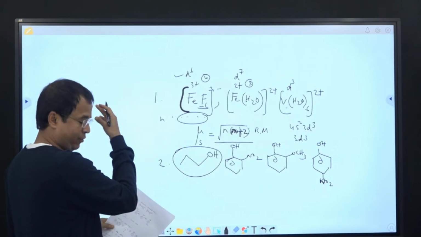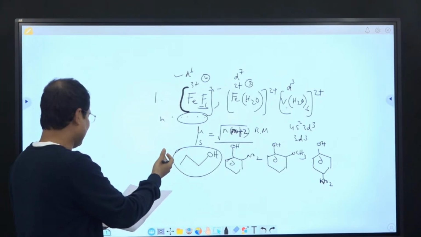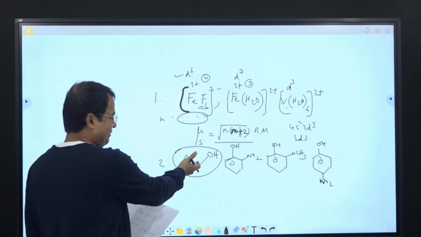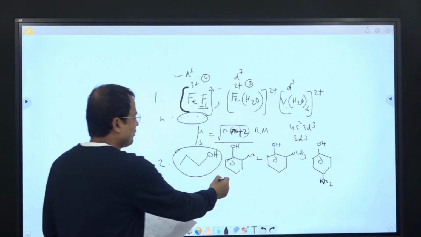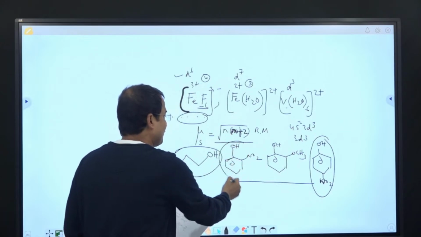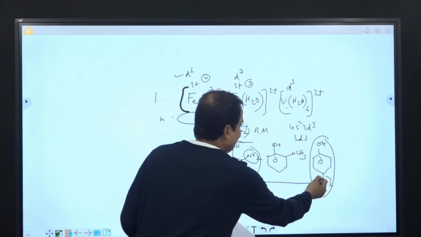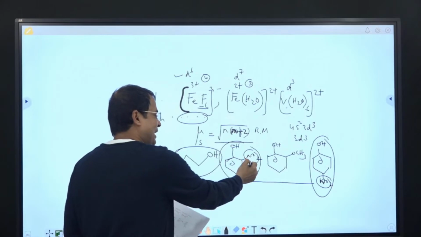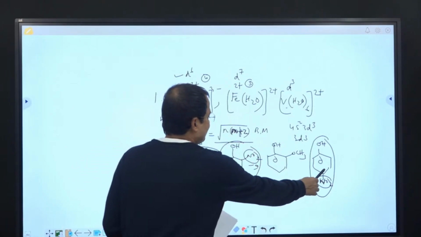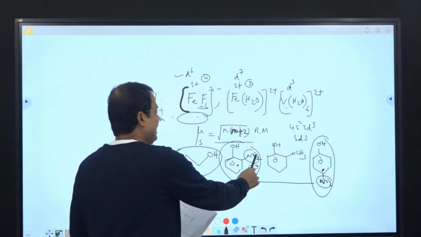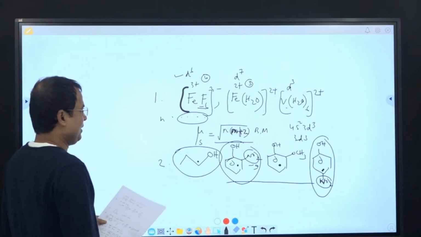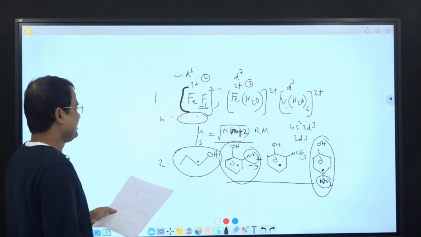The pKa range is around 16 to 18. I don't know whether it is propanol or butanol, but most of the time such alcohols are even less acidic than water. Nitrophenols are more acidic, but the most acidic is paranitrophenol, and then comes orthonitrophenol, because the nitro group is electron withdrawing. In orthonitrophenol, though the minus I effect is more, there is intramolecular hydrogen bonding, that's why paranitrophenol is most acidic. This is second most acidic, this is third most acidic, and the least acidic is the aliphatic alcohol. So that was a question asked by JEE Main.